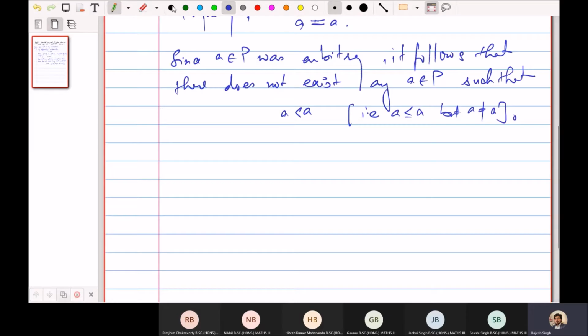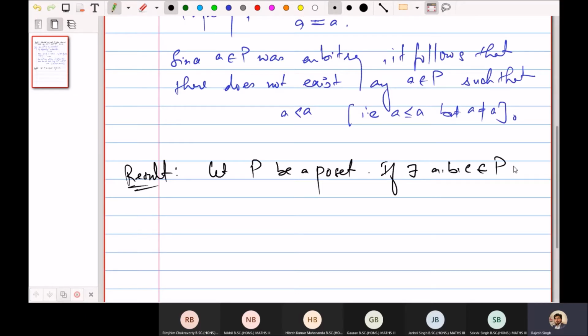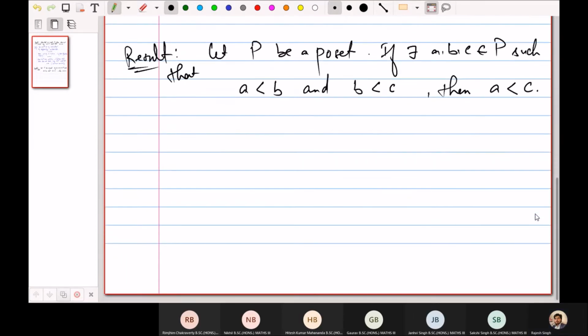Now the next result, it is also a simple result. Let P be a poset, partially ordered set. If there exist A, B, C belonging to P such that A is strictly less than B and B is strictly less than C, then A is strictly less than C. So how will you prove this fact? Can someone give me a proof for this?